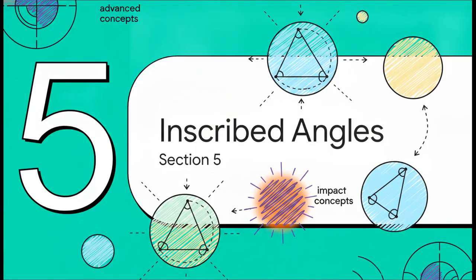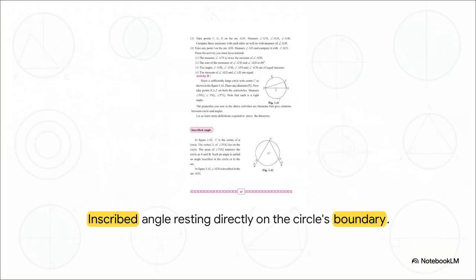Section 5. Introducing inscribed angles. Class, prepare yourselves, because this final concept is perhaps my favorite part of today's lesson, and it really sets the stage for some advanced theorems. Earlier, we measured central angles, right? Where the corner, the vertex, sat exactly at the circle's center point. But what happens if we pull that vertex all the way back until it's resting directly on the circle's outer edge? The arms of the angle still reach out and cut across the circle, but the starting point is moved. This specific type of angle, sitting right on the boundary, is what we call an inscribed angle.